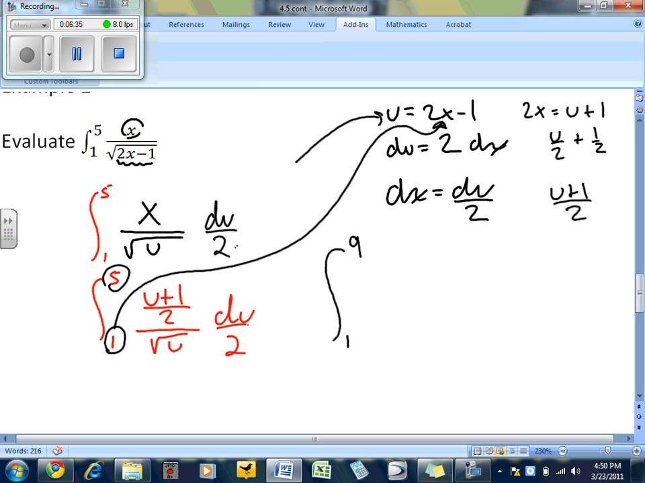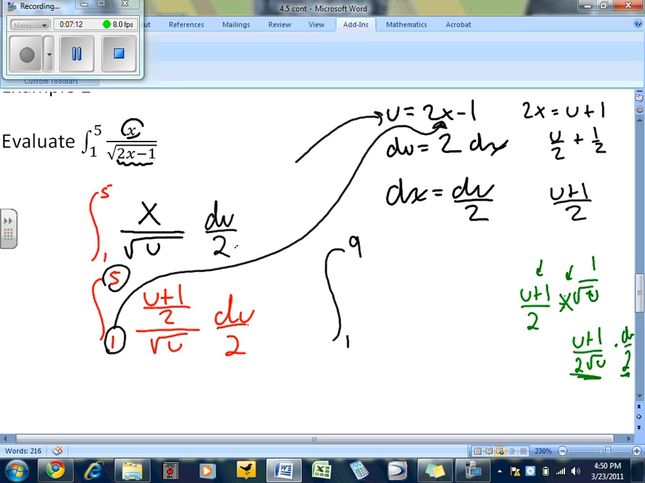We can do a little bit more cleaning up here. If you realize this is a fraction divided by a fraction, let me write it off to the side in green: u plus 1 divided by 2, divided by the square root of u. Well, that's just dividing fractions. We save it, change it, flip it, right? So this really is u plus 1 all over 2 times the square root of u. So what I'm saying is I have a 2 on the bottom here, and it's also times du over 2, so there's also a 2 on the bottom here.